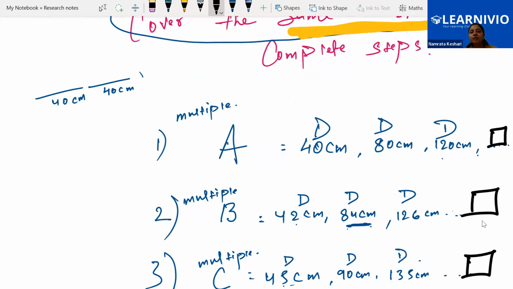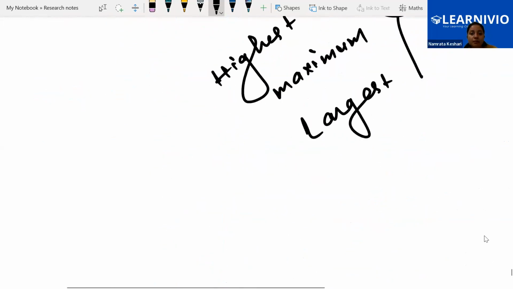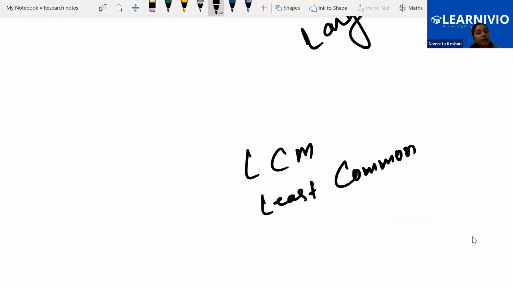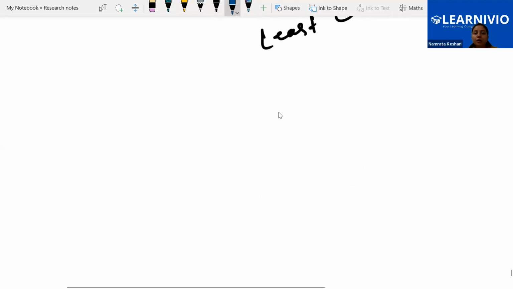So the table of 40 we are writing at first. What is the meaning of LCM? LCM means least common multiple. Okay, when we are writing the LCM of two numbers, let's say the example, maybe 6 and 20. If we are writing the LCM of these two numbers, we will be writing the multiples of 6.